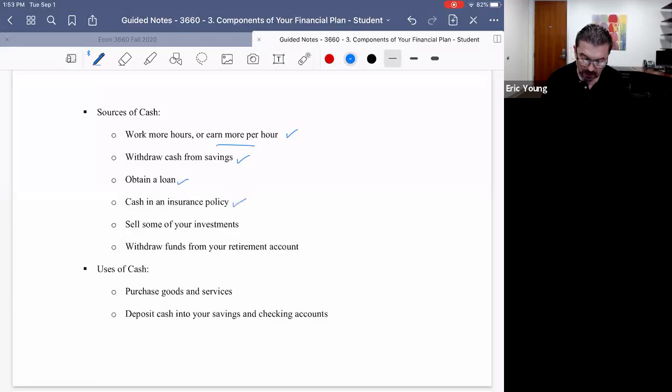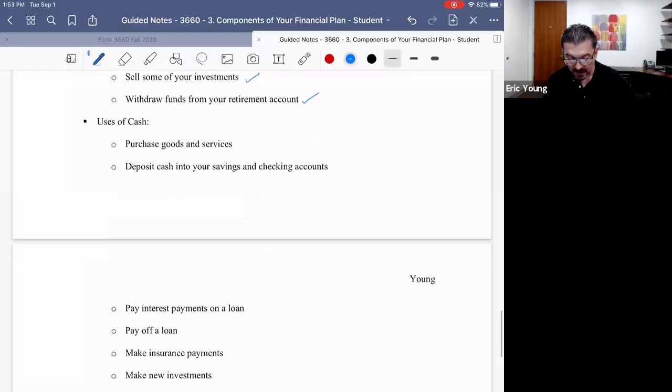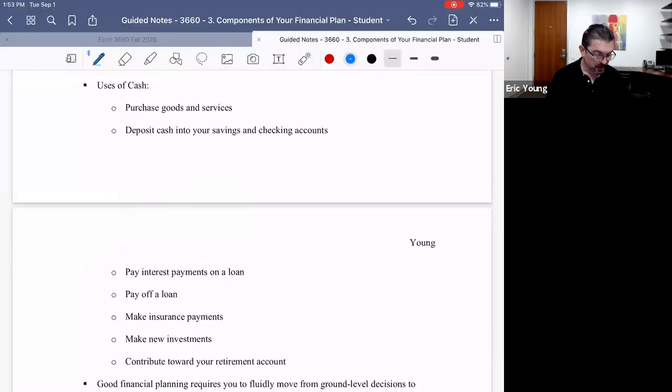You can cash in an insurance policy. You can sell some investments that you've bought, or you can pull funds from your retirement account. Each of these represents a source of cash that is tied to one of the components of your plan. That's how they come together. At the same time, these components have uses of cash. Cash goes out.